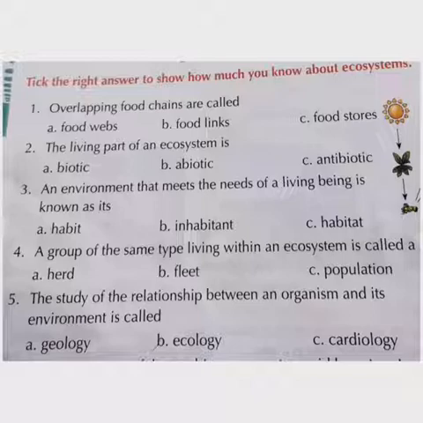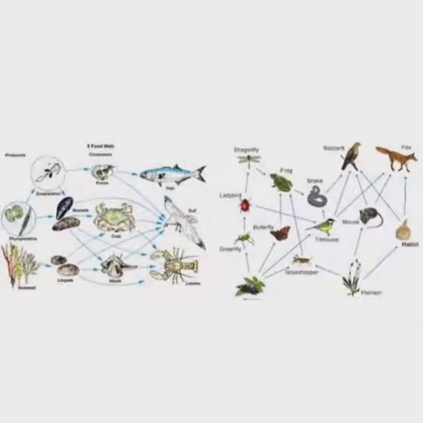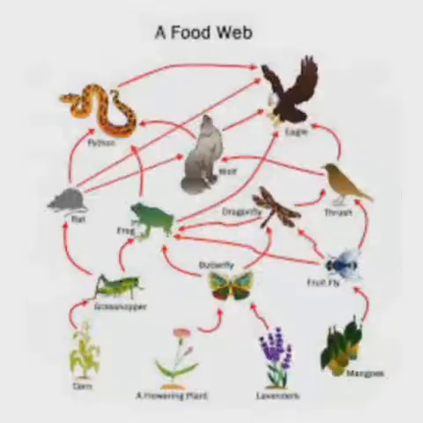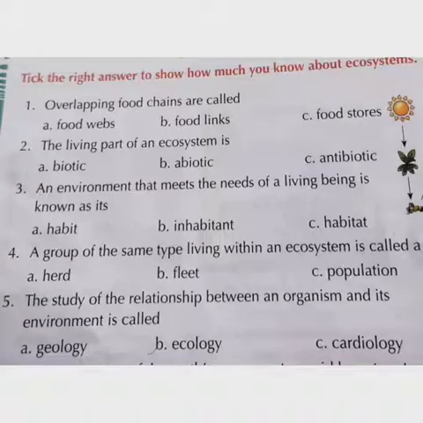Food chains are not always so simple. However, in an ecosystem where living and non-living things interact, food chains can become very complex. When food chains overlap, they are called food webs. Okay, an overlapping food chain is also known as food web. So which is the correct answer? A, food webs. Overlapping food chains are called food webs. Okay, so A is the correct answer.